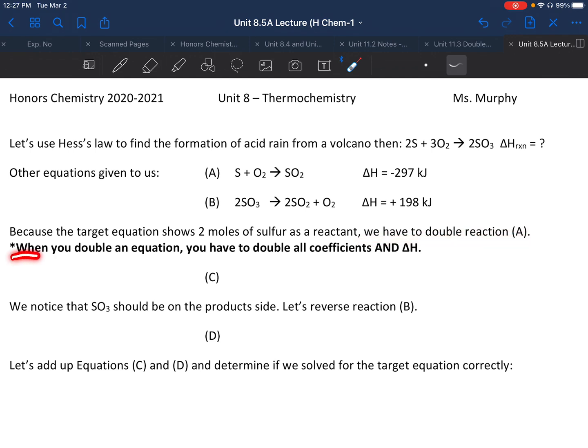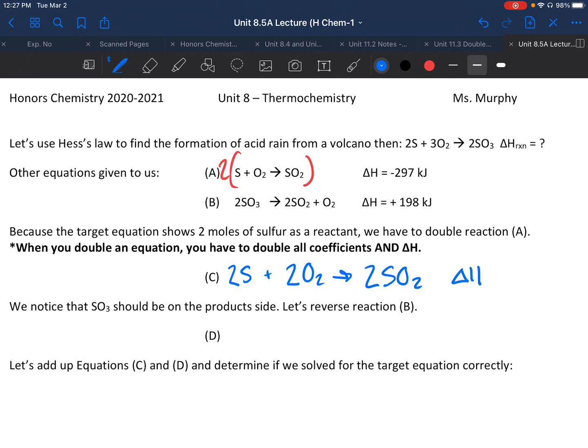And the key here is when you double a reaction equation, you have to double all the coefficients for everything as well as delta H. So how I would write this then is if we were to give this a big 2 in front of the whole entire thing, we're going to call this reaction C. We are going to get 2S plus 2O2 goes to 2SO2. Our new delta H is going to be 2 times negative 297, which gives us negative 594 kilojoules. Okay, so now at least I have 2S on the reactant side.